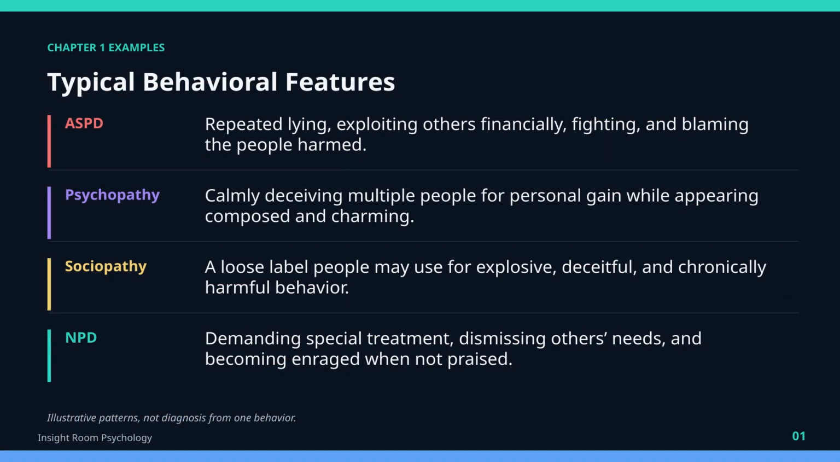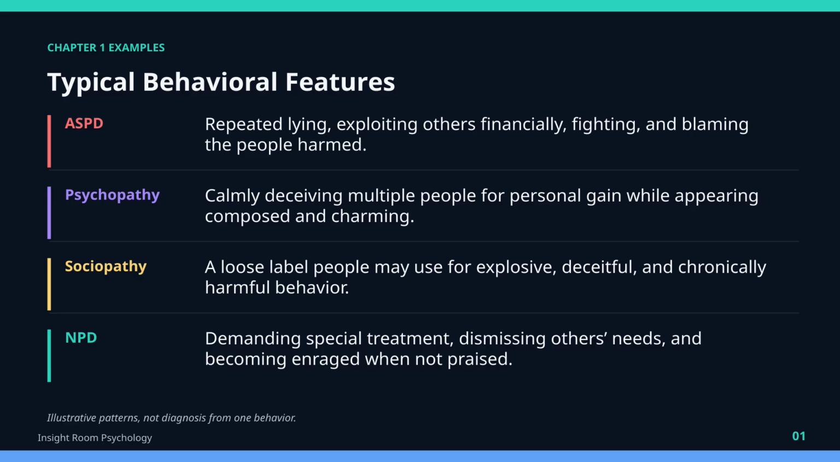When we look at typical behavior, ASPD is usually the most behaviorally defined of the four. With antisocial personality disorder, we're looking at a long-standing pattern of behavior that may include deceitfulness, impulsivity, aggression, irresponsibility, reckless disregard for safety, violation of others' rights, and lack of remorse. So, for example, this might be someone who repeatedly lies, exploits others financially, gets into fights, ignores obligations, and then blames people they harmed for being weak, gullible, or overly sensitive.